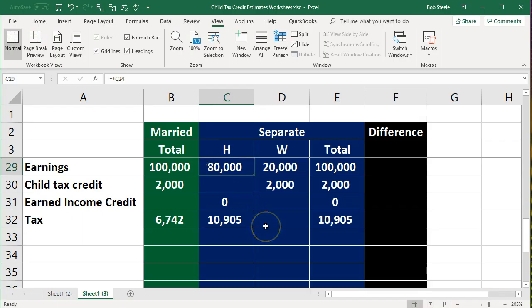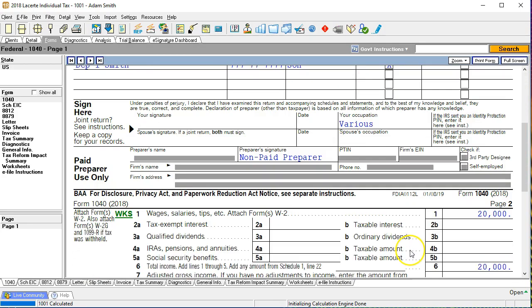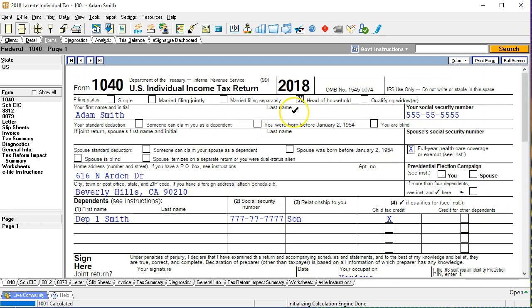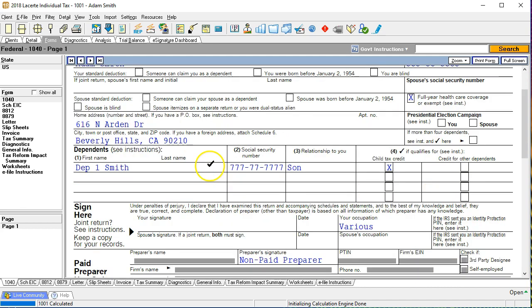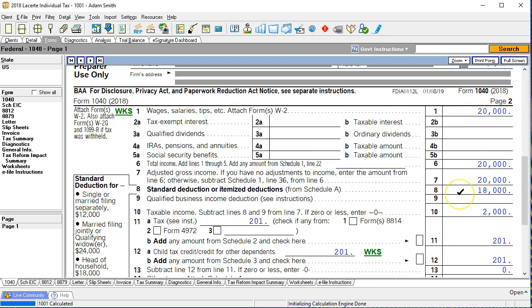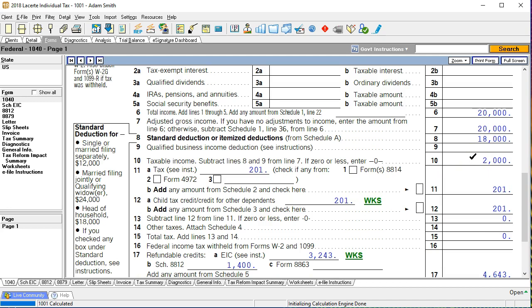So here is our summary. We've got the 80,000, and the tax of 10,905, and then on the other side, 20,000 of income, and the child tax credit would be 2,000 if applicable, if you can get the whole 2,000 given the income level. So for the second individual, we'll have the 20,000 of income, head of household status because there is the dependent. Again, we're just using the same return here. If we go down, we've got the 20,000. Now we've got the 18,000, which is the head of household standard deduction, bringing us down to taxable income of only 2,000, and the tax of 201.